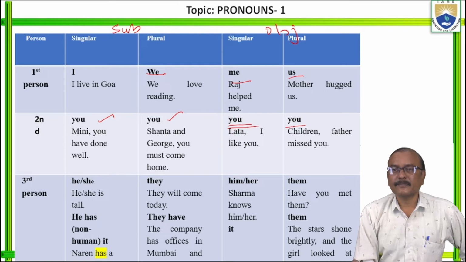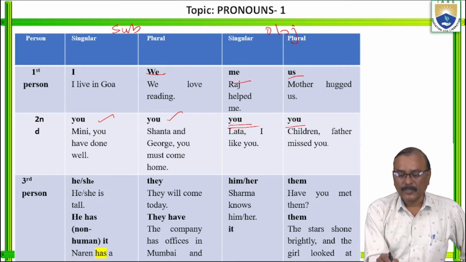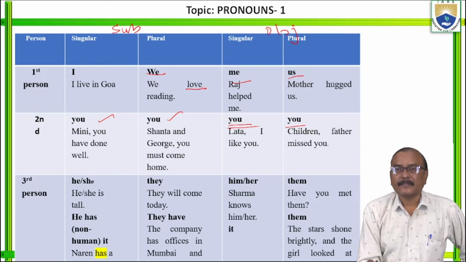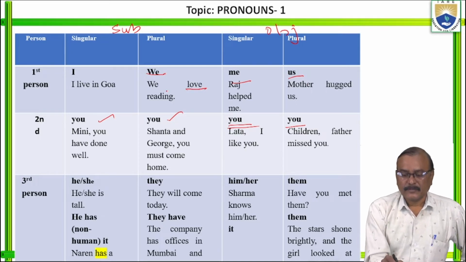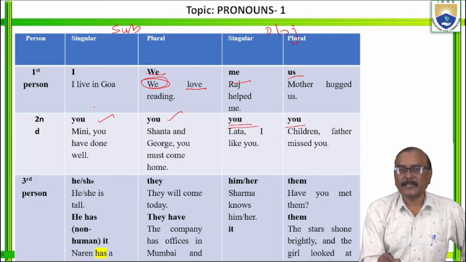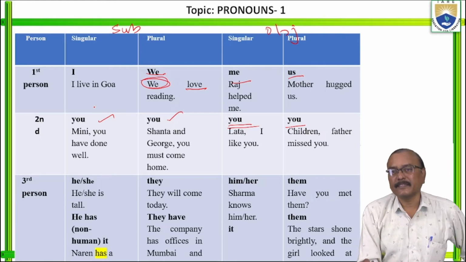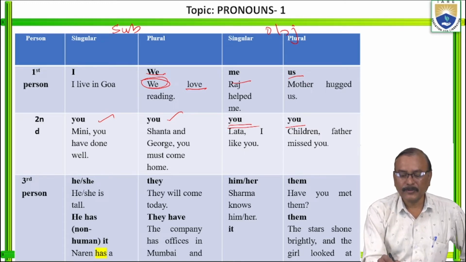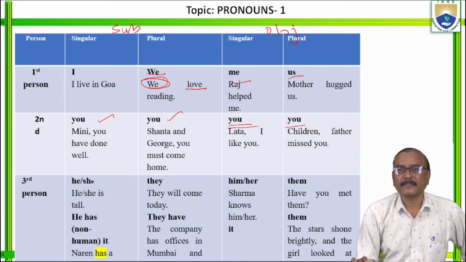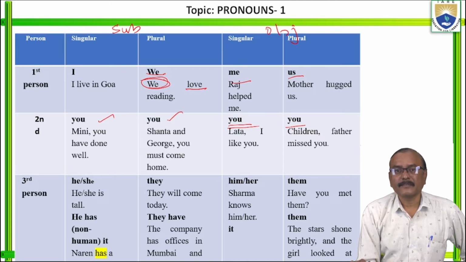So you may ask me, what is subject case, what is object case? The subject is nothing but the one which does the action. We love reading. Who loves reading? We love reading. Who does that action? We. So who does the action is called the subject.